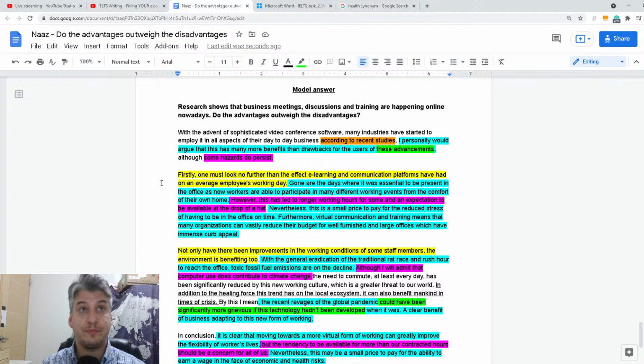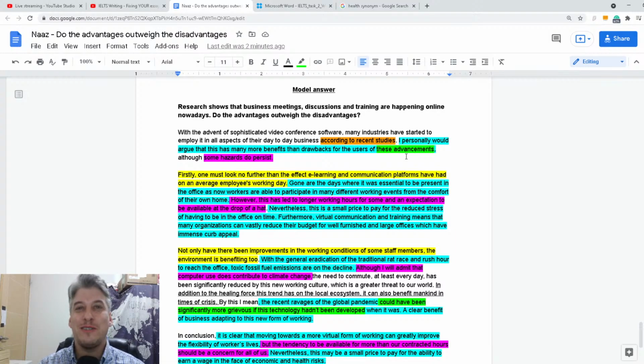So, with the advent of sophisticated video conference software, many industries have started to employ it in all aspects of their day-to-day business, according to recent studies. I personally would argue that this has many more benefits than drawbacks for the user of these advancements, although some hazards do persist. Now, so a couple of things here. So this part in orange, according to recent studies. So I added this.